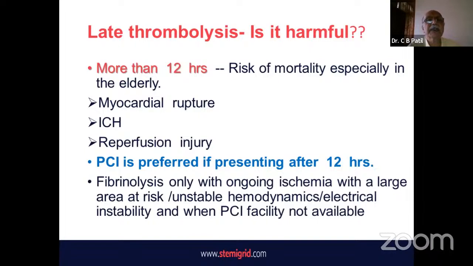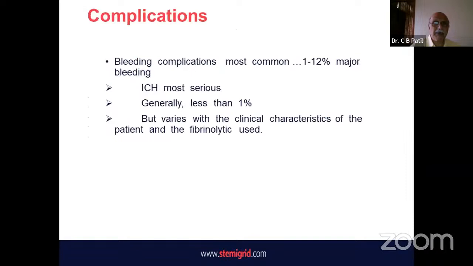That's why you should try to avoid it and send them for a primary PCI rather than doing a thrombolysis more than 12 hours. PCI is preferred if presenting after 12 hours. Fibrinolysis only with ongoing ischemia with a large area at risk, or unstable hemodynamics, or any electrical instability, and when a PCI facility is not available. At that time only you can go ahead and do it.